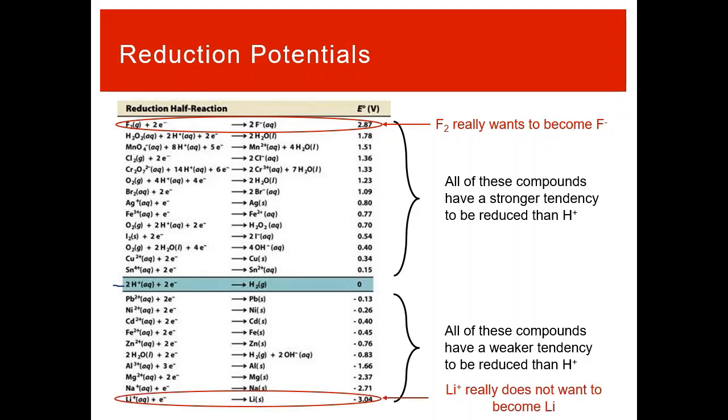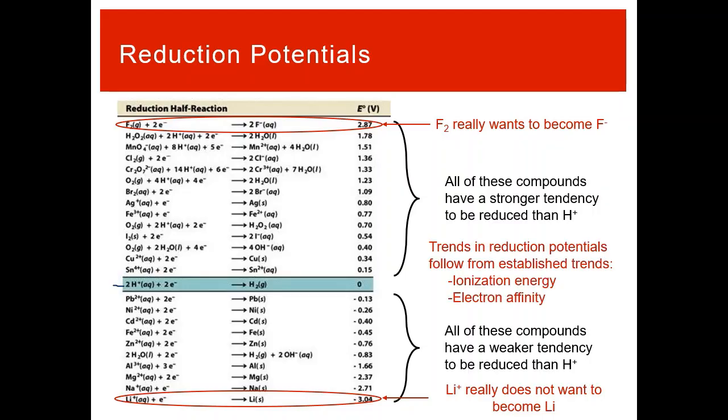On the other hand, Li plus really doesn't want to become lithium. Again, consistent with the idea that the alkali metals tend to be really reactive and tend to form +1 cations. They readily form these cations, and then they don't do any chemistry because they're really stable as those cations, lithium being extremely so. And so all of this follows trends: ionization energy, electron affinity, all of those ideas of atoms wanting or not wanting to gain or lose electrons.